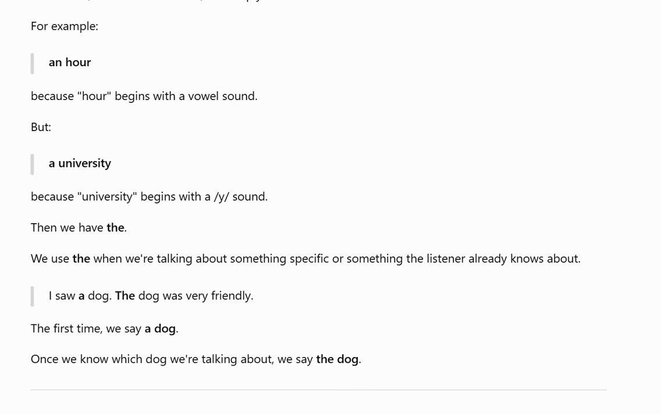Then we have the. We use the when we are talking about something specific or something the listener already knows about. I saw a dog. The dog was very friendly. The first time we say a dog, once we know which dog we are talking about, we say the dog.